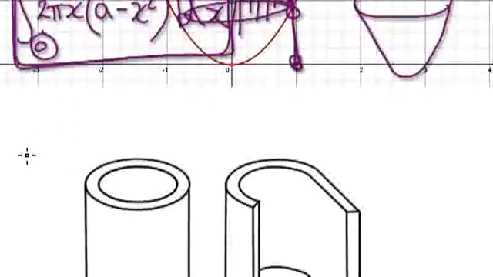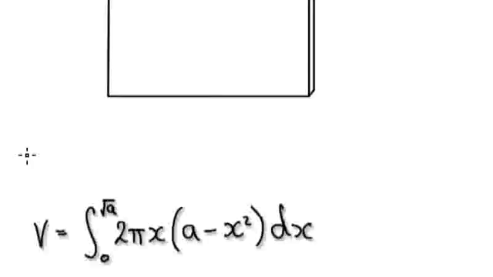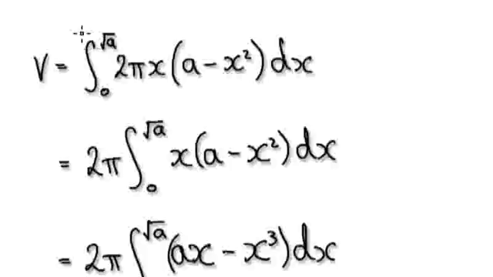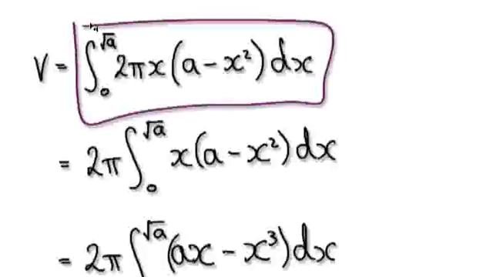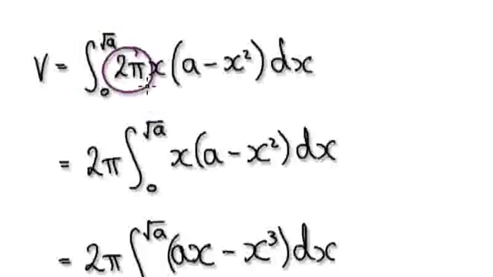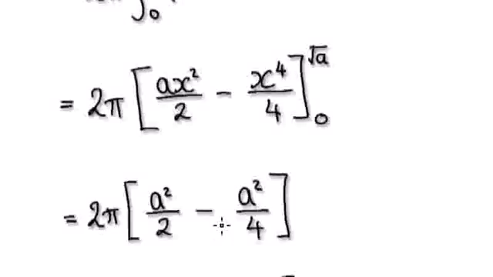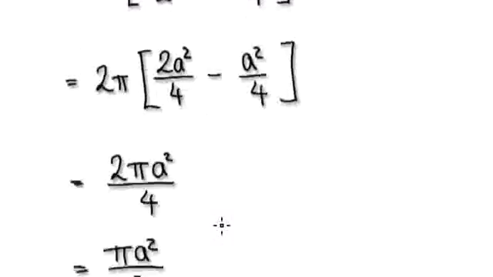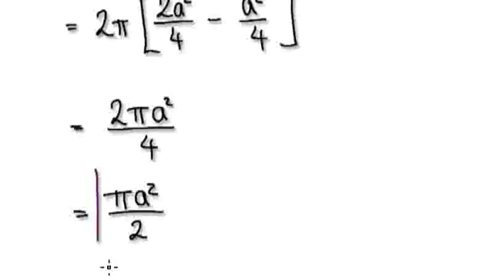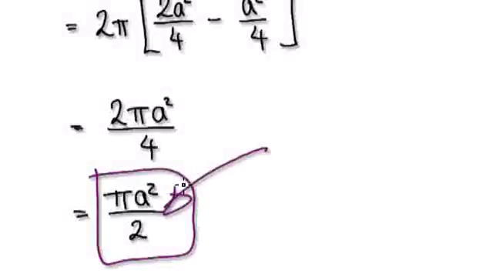So the volume is given by this. Now it's just a matter of working out. 2 pi is a constant, take it out, and then integrate it now, the usual method. That will then take you to this. So the volume will be given by this.